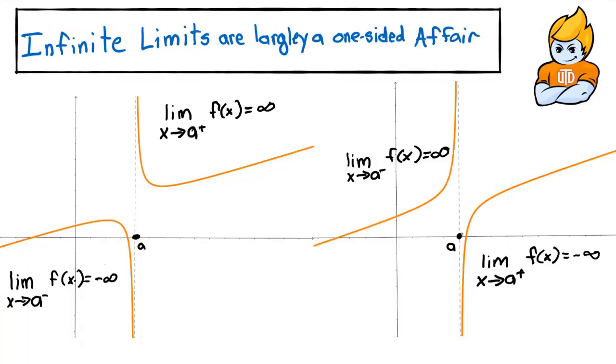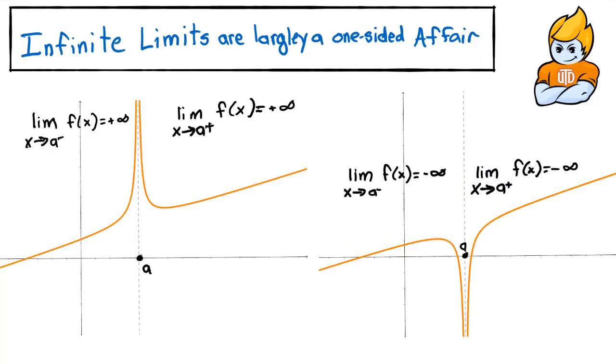Next, I'll be making three observations. First, infinite limits are largely a one-sided affair. When dealing with infinite limits, you'll be asked whether f goes to positive or negative infinity. And since a function's limiting behavior can be different on either side of a, you'll invariably be computing one-sided limits. Here are graphs of functions that go to opposite infinities on either side of a.